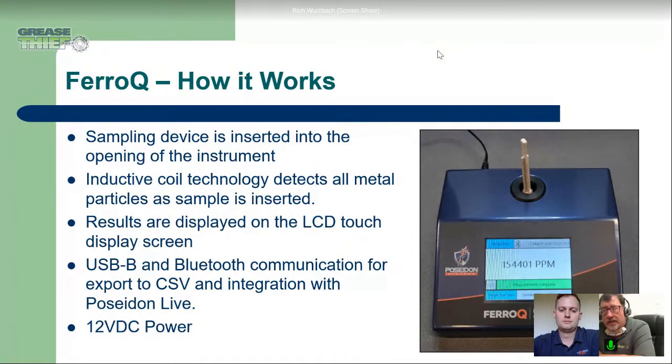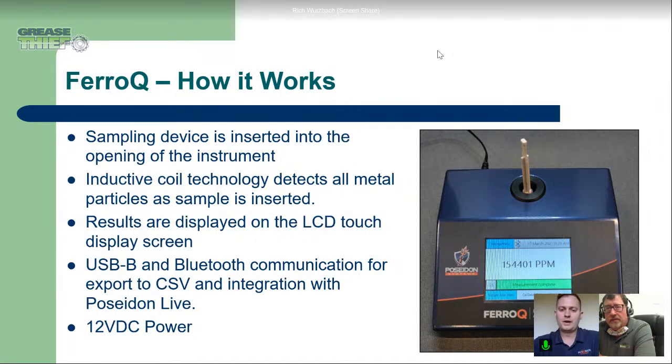Yeah, that's what I was going to ask you about with Poseidon Live. A lot of folks are familiar with Poseidon, but maybe not everybody knows, so give me a sense of how many of these Poseidon sensor systems are out there.